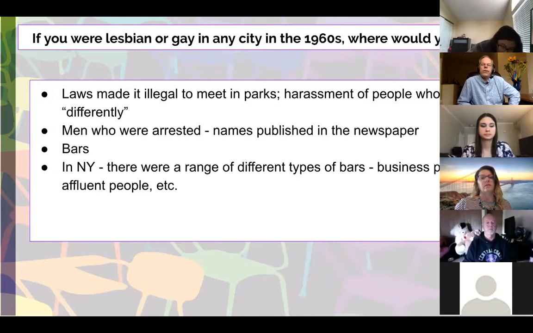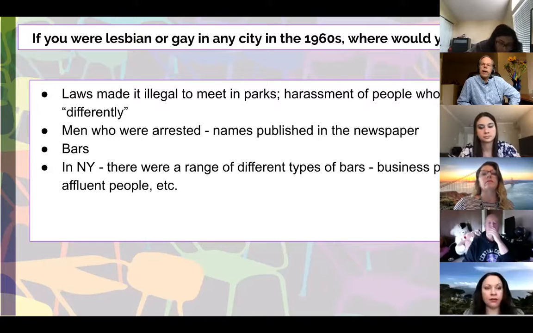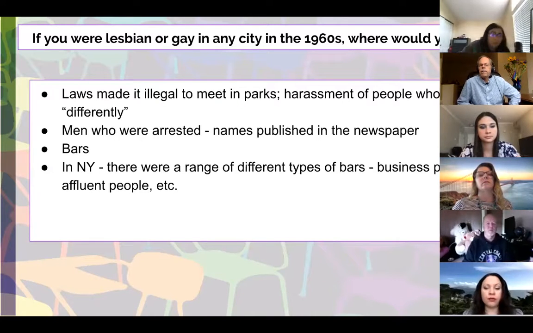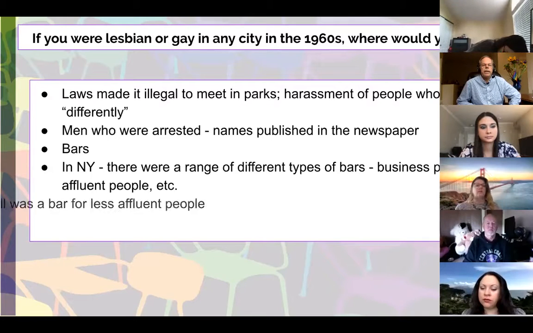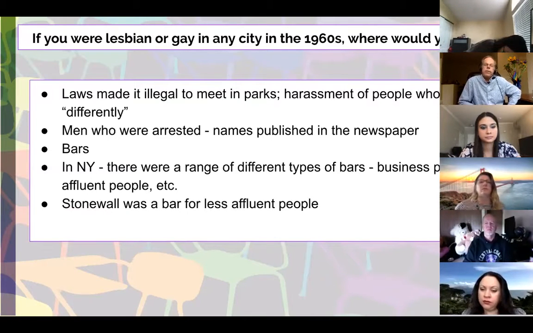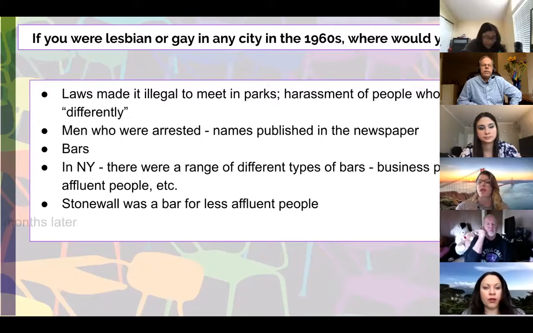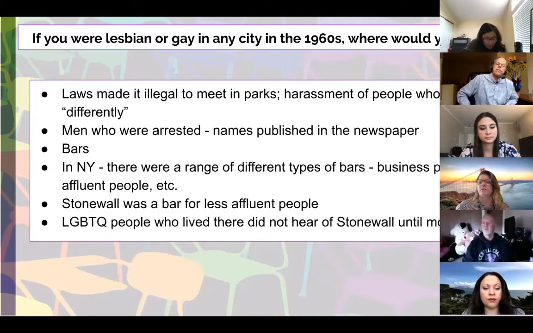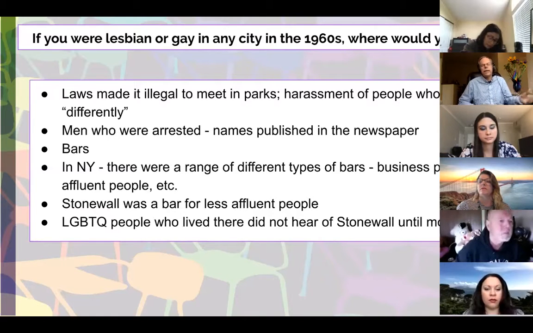It's also important to know that in New York during the late 60s, there were a variety of different types of bars. There were bars for business people, less affluent people, and that sort of thing. And the Stonewall Inn was a bar that less affluent people attended. And it's also interesting to note that there were LGBTQ people living in New York who went to some of those bars, but they didn't really hear about the Stonewall until months later, which is true of many events in history.